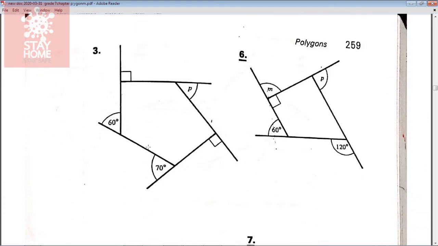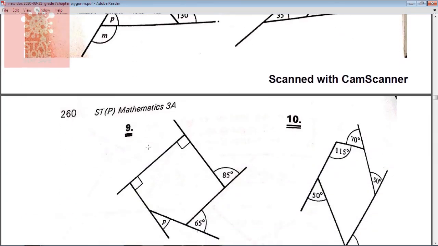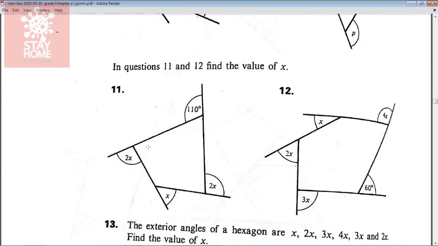So the next easier questions, you can solve them, and if you feel any problem you can ask me.